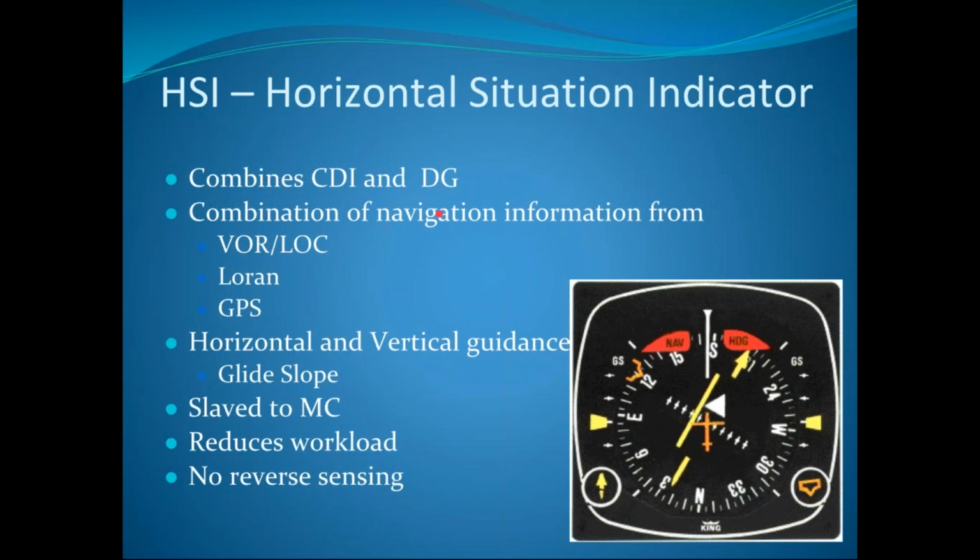So it's a combination of navigation information from the VOR or localizer, the LORAN, and GPS. So it's combining three types of precise navigation into one instrument to give us even more information. It just combines like the best of all the worlds into one instrument here. It provides us both horizontal and vertical guidance. The vertical guidance is a glide slope.